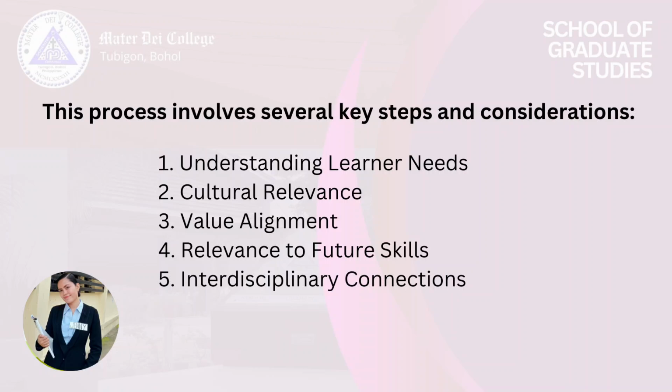Number three, value alignment. Define what educational outcomes are prioritized, such as critical thinking, creativity, collaboration, and ethical reasoning. Number four, relevance to future skills. You need to integrate essential skills like digital literacy, problem solving, and communication that learners will need in the workforce.